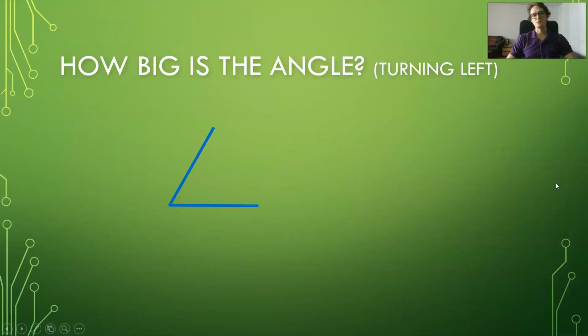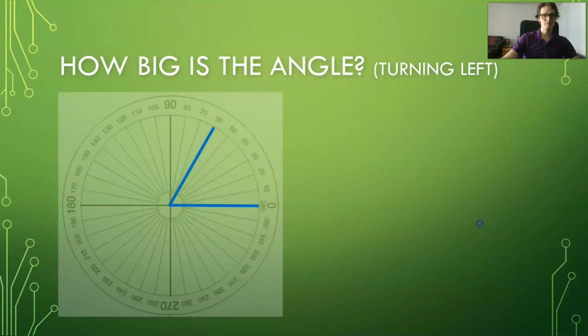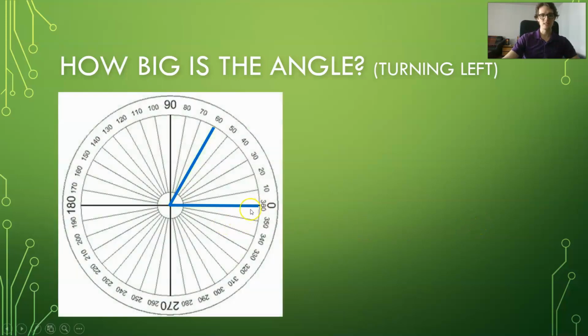Let's see some examples. How big is the angle? And note that we are turning left. So starting from the flat line, how big do you guys think this angle is? The last one was 30. This one's a little bit bigger. So what do you guys think it is? Pause the video if you need to, think about it. And now I'll tell you, okay? We see our picture, we see that it turns up to 60. So this one is 60 degrees.